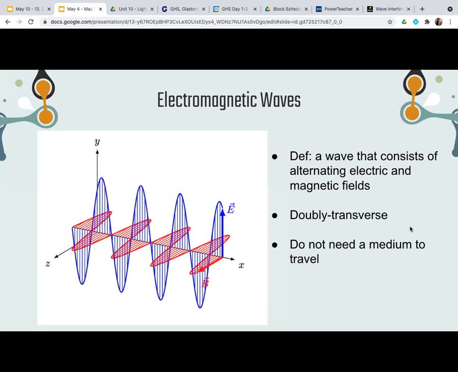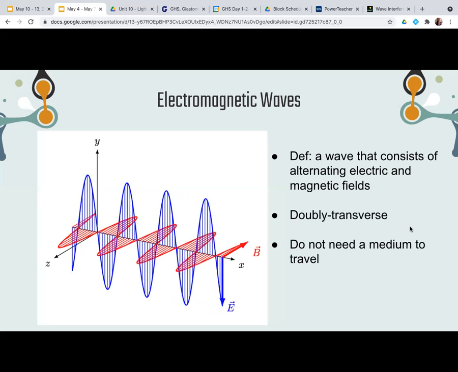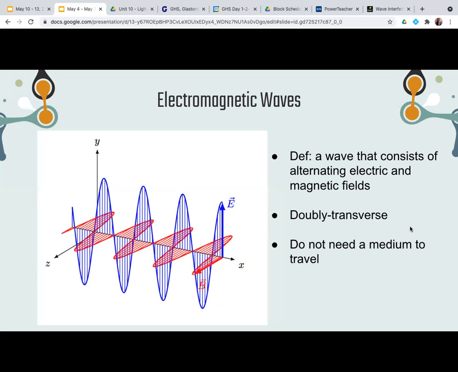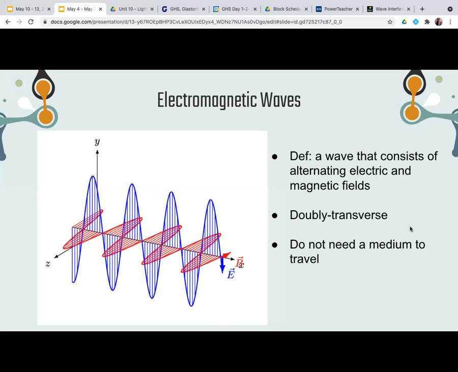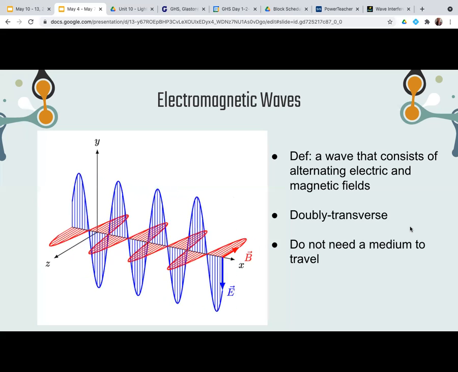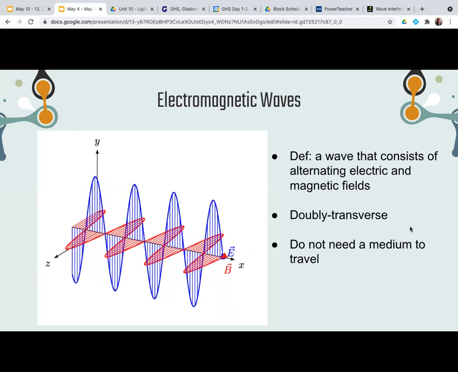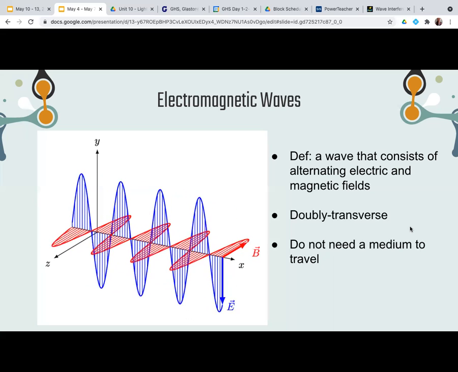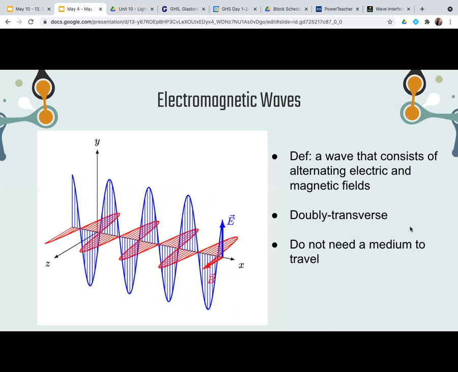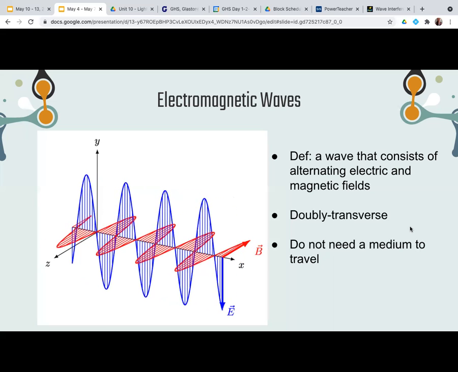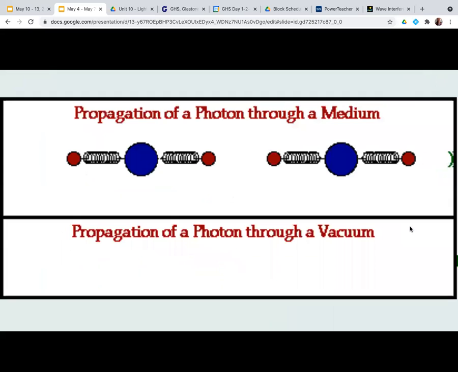All the other mechanical waves that we worked with need a medium to travel. Water waves, you can't have water waves without the water. Sound waves, I can't have pressure unless I have a gas for the pressure to travel through. Like I can't have pressure if I have no particles. Right? Earthquake waves need a medium, but any electromagnetic wave does not. And here's actually a really good GIF on why it does not.